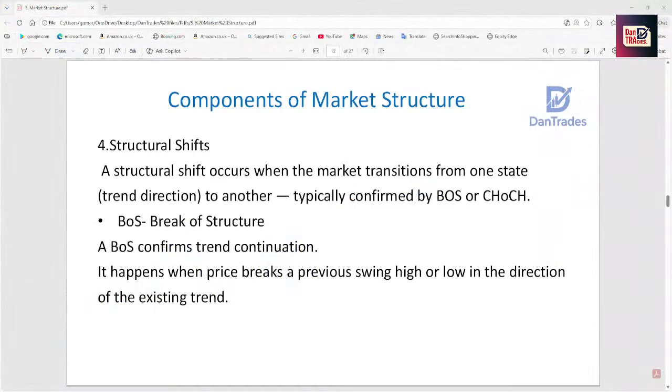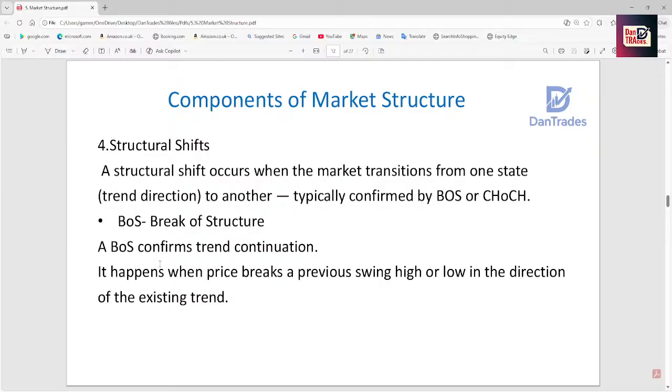Now we can go back to our slide and understand what the slide is saying. So from the slide, we have that a break of structure confirms trend continuation. It happens when price breaks a previous swing high or low in the direction of the existing trend. Now, note in the direction of the existing trend. You can have a previous trend on your left, and you're not going to place the trade because of that, because you saw a previous high, so you're going to believe in that high.